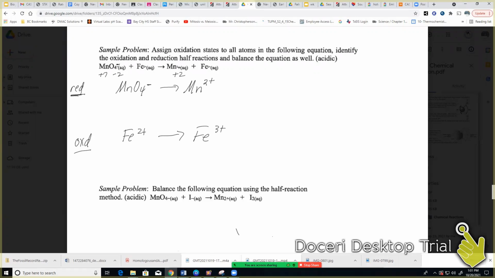All right, so I'm going to start with my reduction half. The first thing that I would do is balance any element that's not oxygen or hydrogen. So that would be my Mn, but that's already balanced. I have one on each side. My next step would be to look at my oxygen, and it says I add water for as many oxygen as I need. So I need 4 oxygen, so I'm going to add 4 waters.